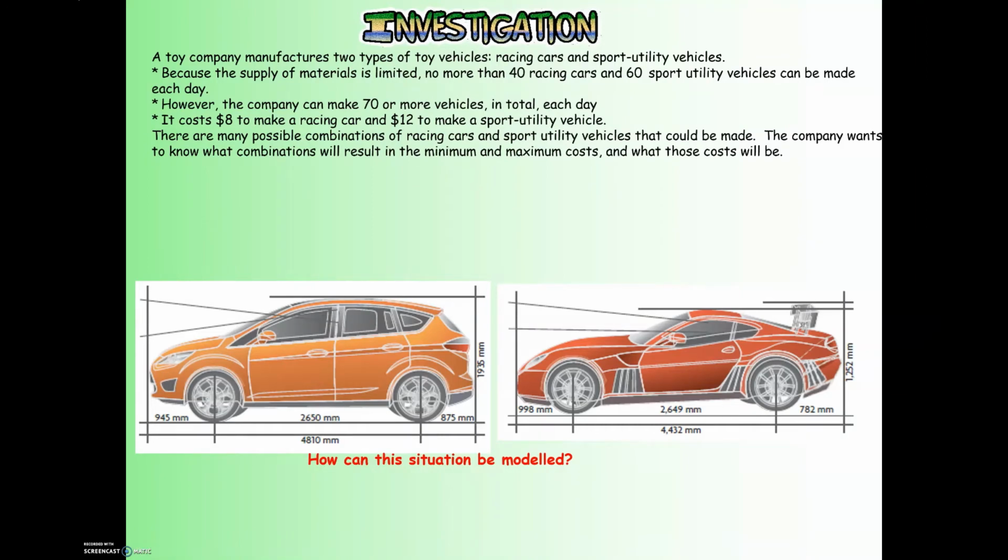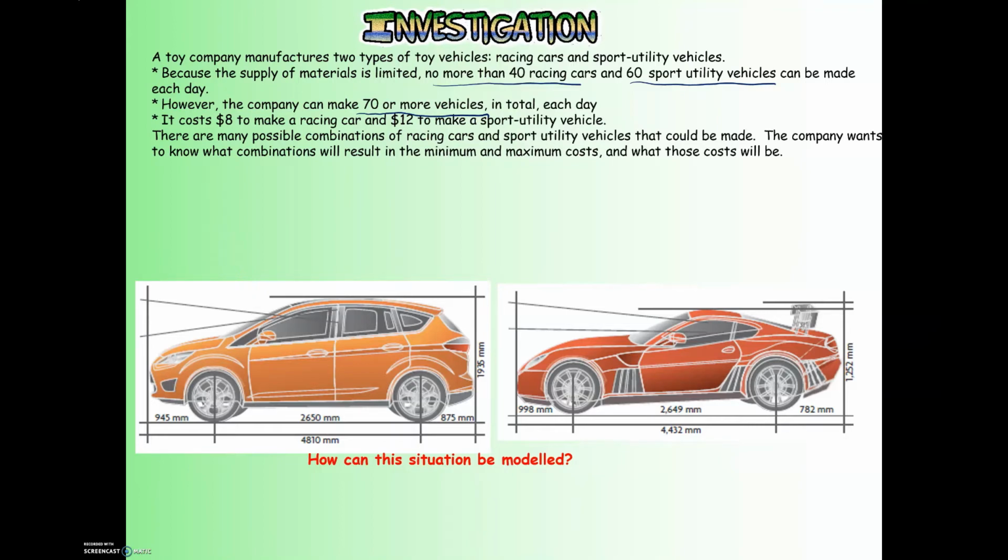All right, a toy company manufactures 2 types of toy vehicles, racing cars and sport utility vehicles. So we have SUVs. Because the supply of material is limited, no more than 40 racing cars and 60 SUVs can be made each day. However, the company can make 70 or more vehicles in total each day. It costs $8 to make a racing car and $12 to make an SUV.